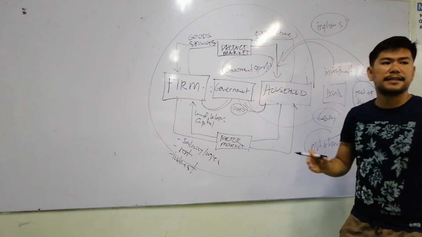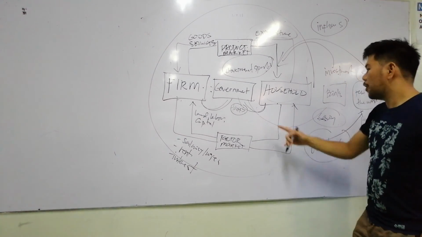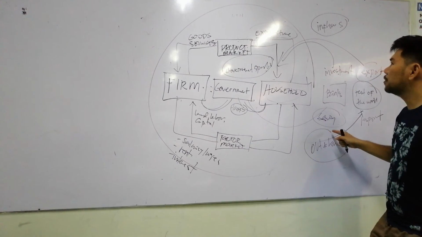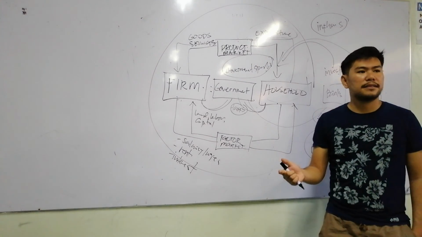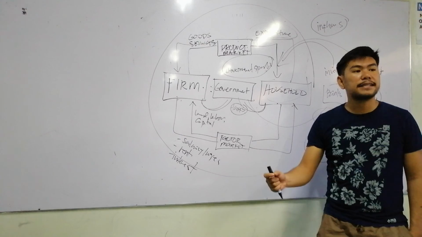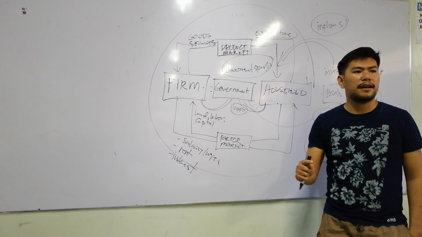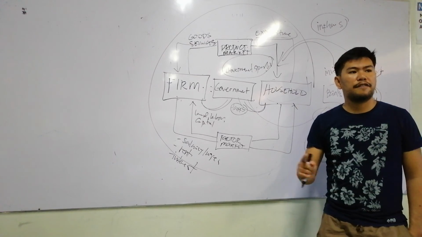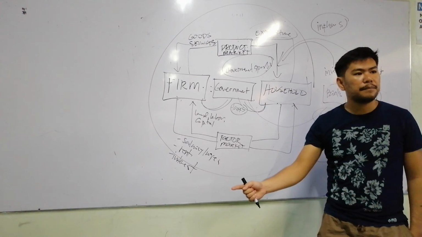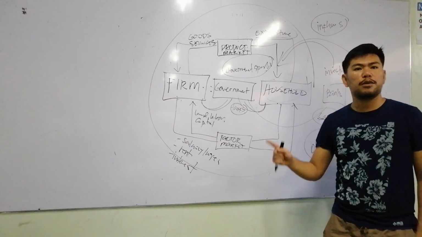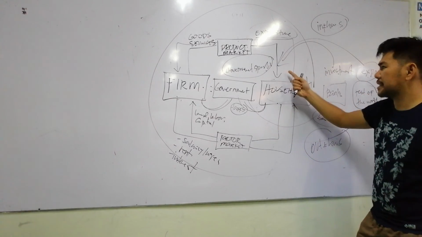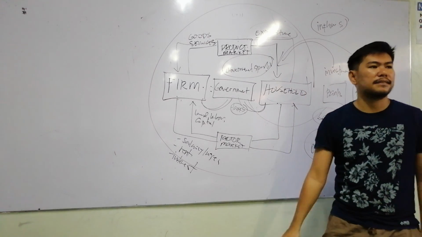Later on we will discuss how the government utilizes all of this to make policies, monetary policies or fiscal policies. If the economy is experiencing a recession or there's an inflationary gap, contractionary gap, the government will make use of these things to stabilize the economy.